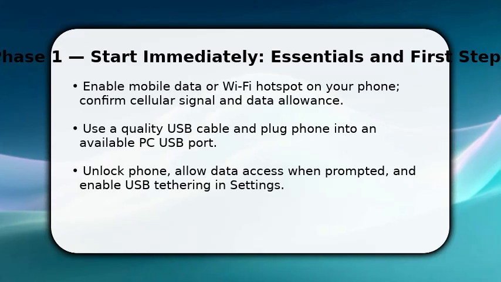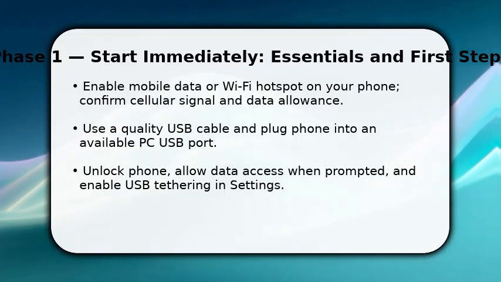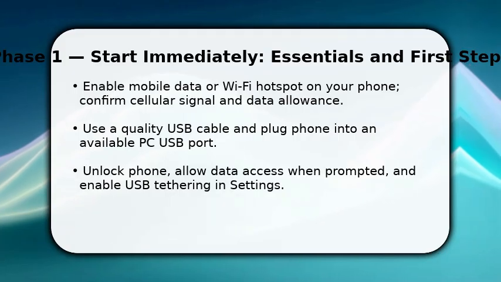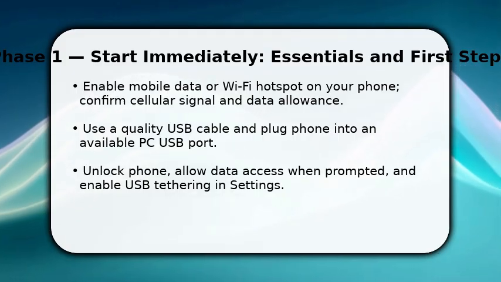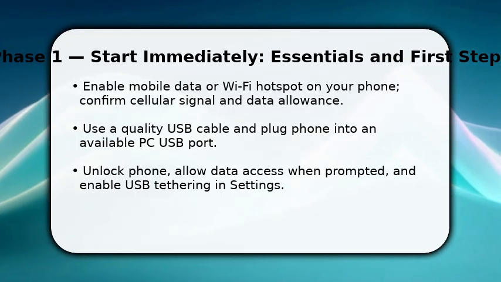Enjoy the video. You start by preparing both devices. Make sure mobile data is active and your phone is unlocked. Plug a good USB cable into the PC and your phone, then accept any trust or file access prompts. Once done, open your phone's settings and toggle USB tethering or a similar option.